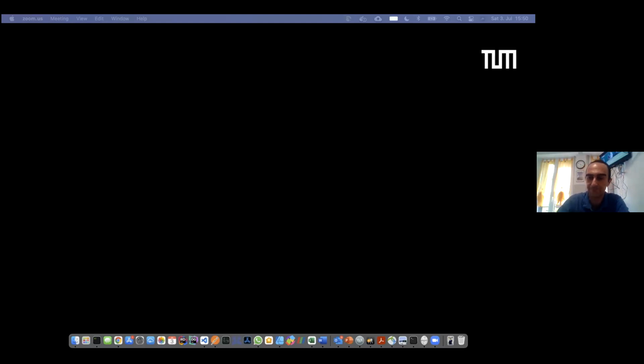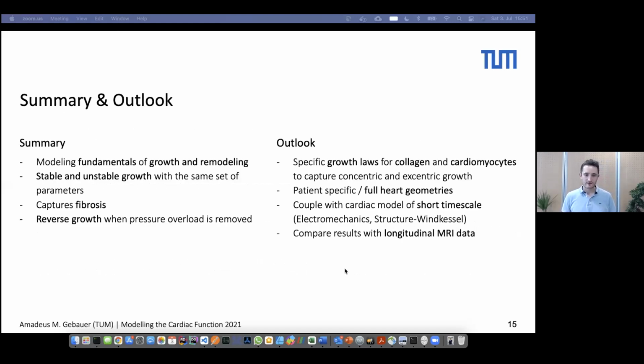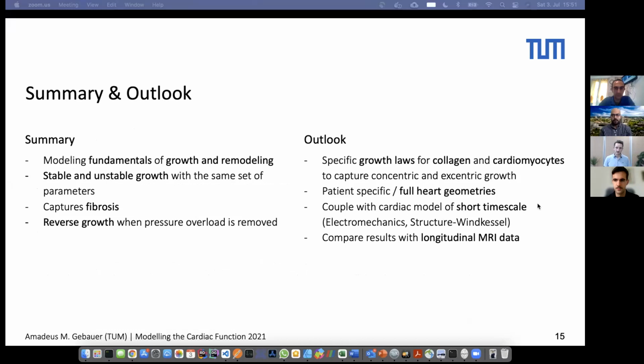Thank you. So let me answer your first question. Our current plan is to look for growth laws that capture the results that are seen and reported in the literature better than our current model does. And maybe in a later simulation, we may also include some fluid dynamics. But I also showed here that we did not include yet a short time scale simulation.